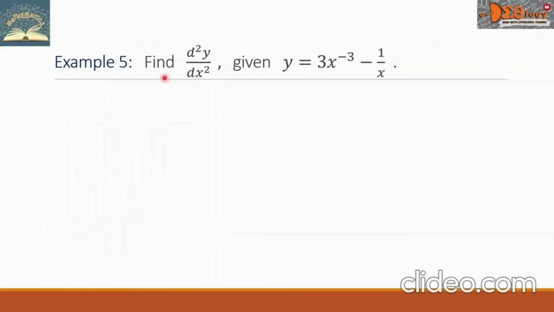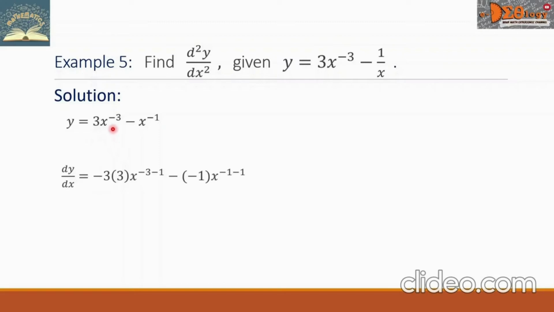Example 5. Find the second derivative given y equals 3x raised to negative 3 minus 1 over x. Let us rewrite the given function. With this fraction, we can write this as x raised to negative 1. And then let us now start with the first derivative, dy over dx. The derivative of the first term will be negative 3 times 3 times x, that is raised to negative 3, then minus 1, minus the derivative of the second term.